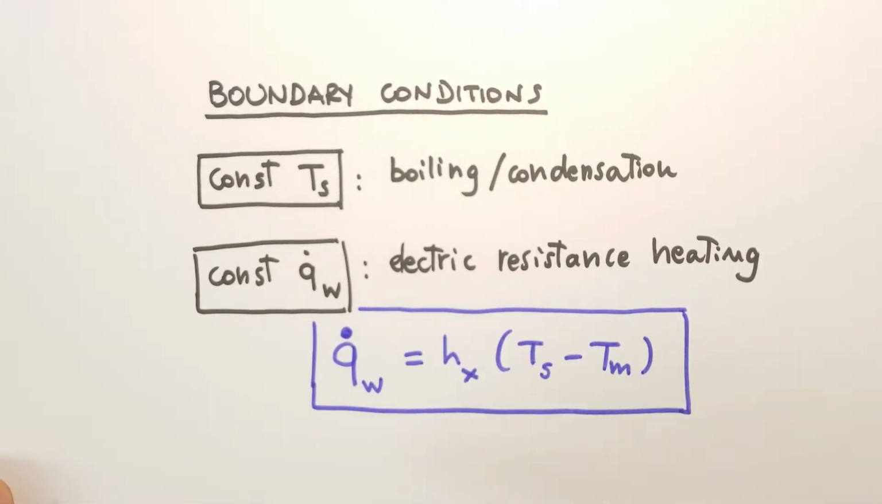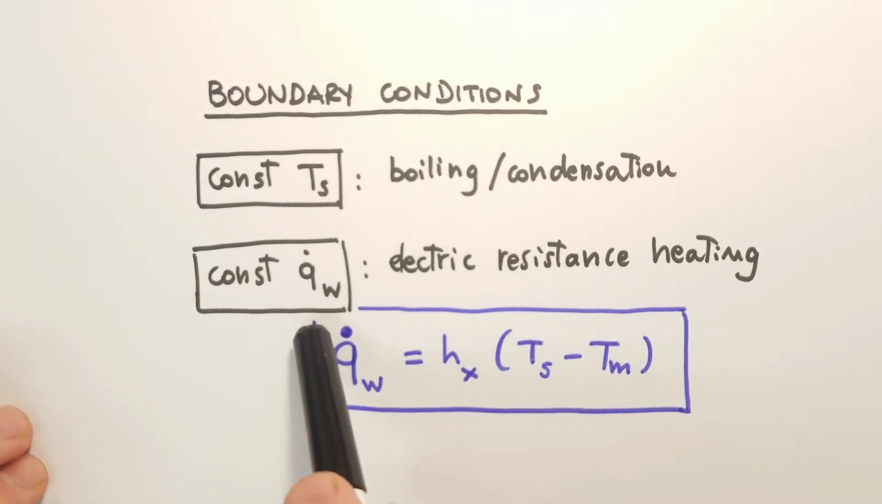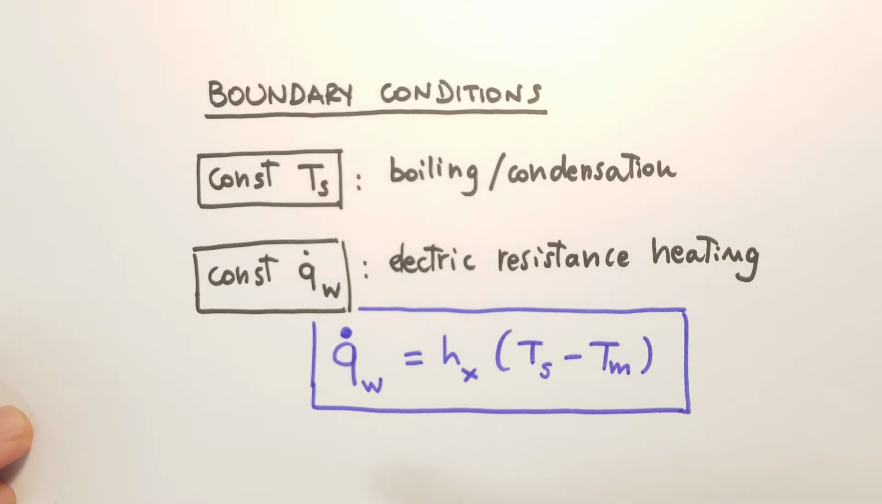So in the case of constant temperature, the temperature of the surface, Ts, is constant. So this would occur, for example, if you have boiling or condensation outside of the pipe. Whereas instead if we have an electrical resistance heating on the surface of the pipe, we have a constant heat flux. So this Q dot W is equal to Hx, the convection coefficient, times Ts minus Tm, where Ts is the temperature of the surface, Tm is the mean temperature we defined in another lesson.